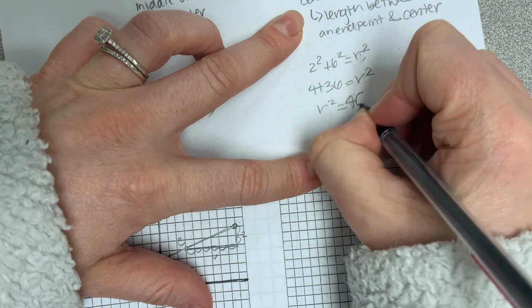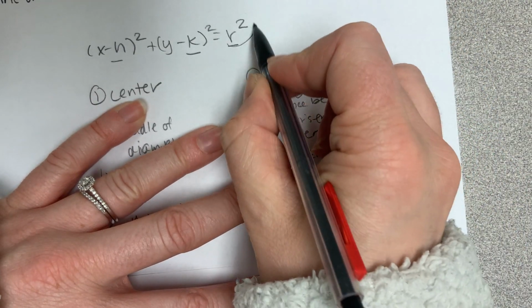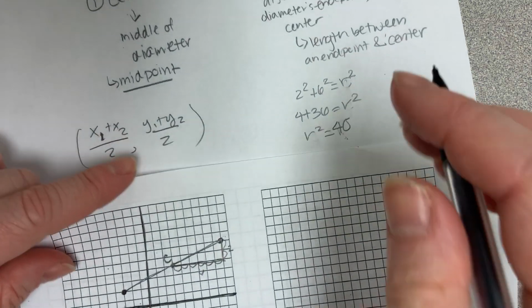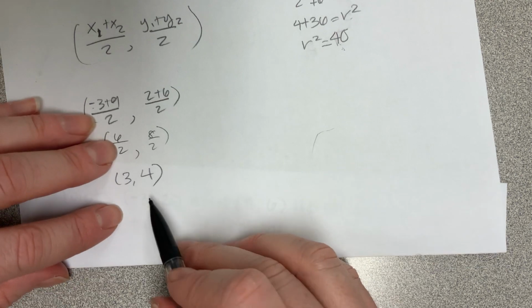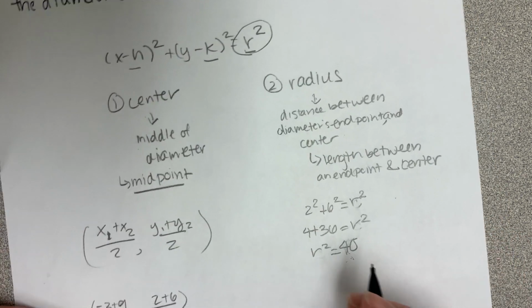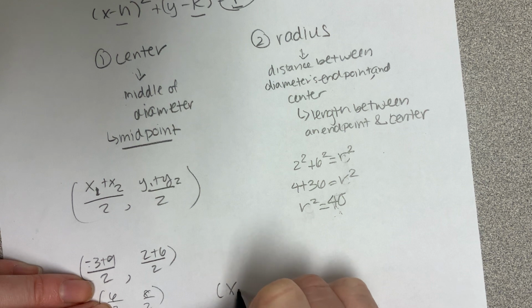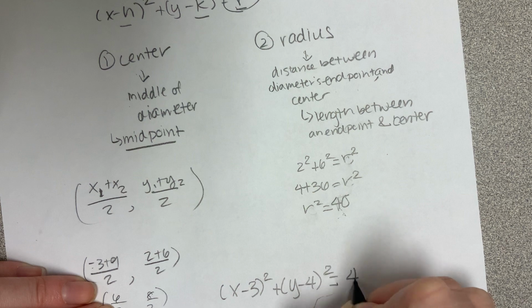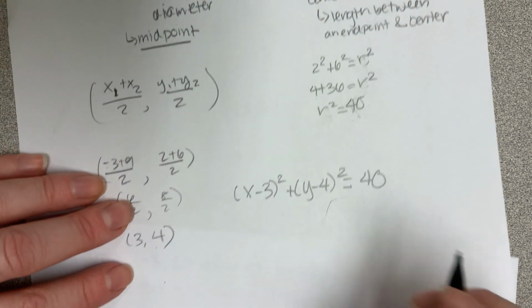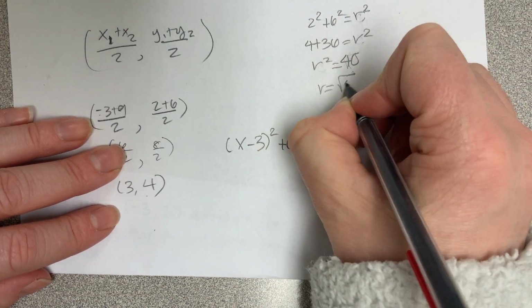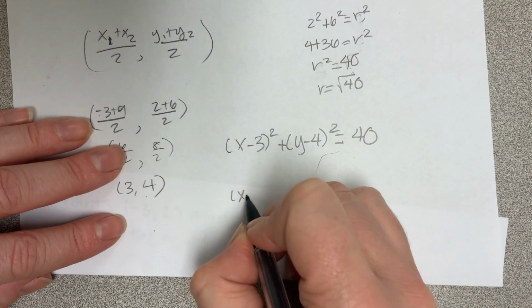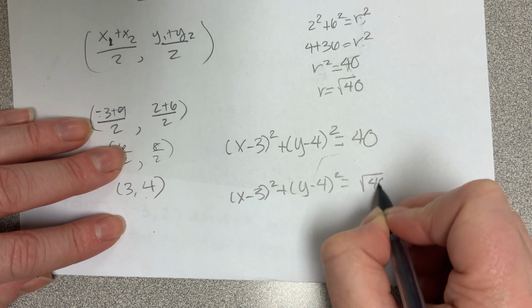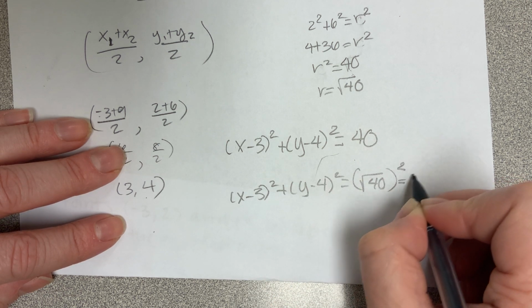So r² equals just 40. If you notice in our equation, we want r², so I'm going to leave this as 40 and not square root it. Now when we write our equation of our circle, we have our center and our r², so we just plug this in. We get (x - 3)² + (y - 4)² = 40. If you wanted to square root the radius to get r = √40, you would get (x - 3)² + (y - 4)² = (√40)², which is also 40.